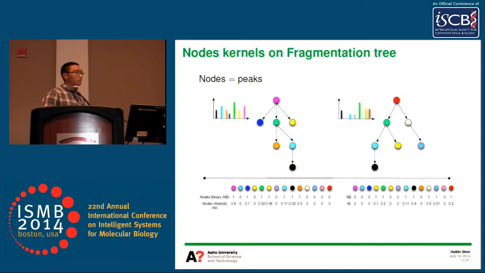What we can also do is that instead of putting zeros or ones, we put intensities as the values in the features. To summarize, we have two kernel functions, let's say two feature vectors on the nodes of the trees. And then we just take the dot product of the feature vectors to compute the kernels.